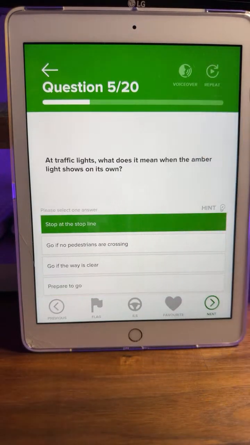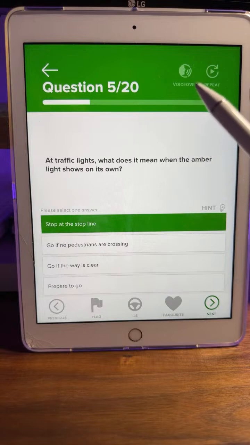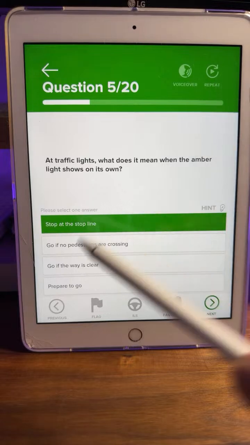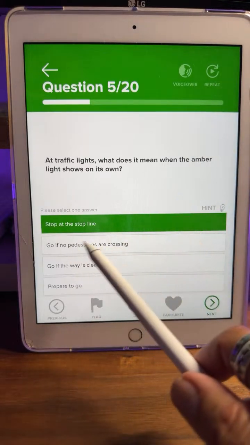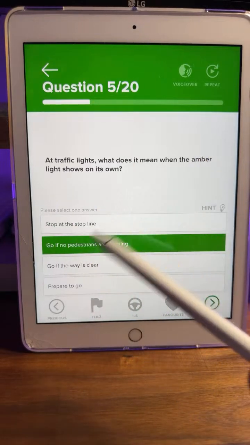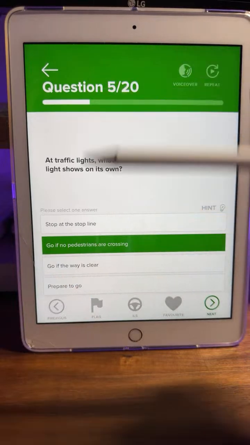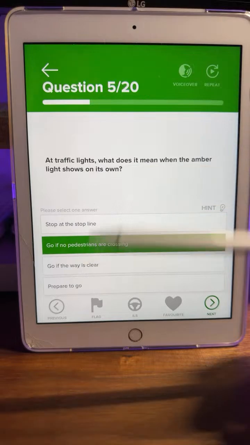Stop at the stop line? Well, that would make sense. Lionel Messi said it's about to turn red. Absolutely right. Sam Hughes is saying stop at the line. So A makes the most common sense answer so far. B says go if no pedestrians are crossing. No. Amber on its own, like I showed you in that picture, you know the lights are going to go to red. So when you see amber on its own, the light's going to change to red, which means slow down, prepare to stop.